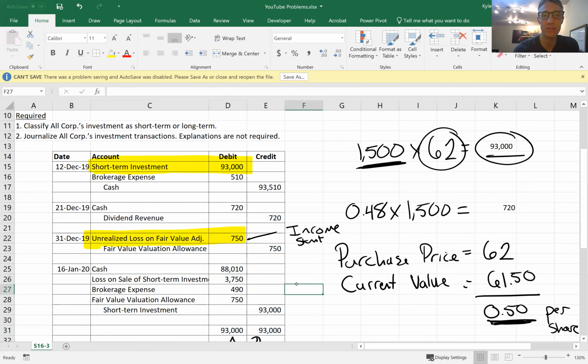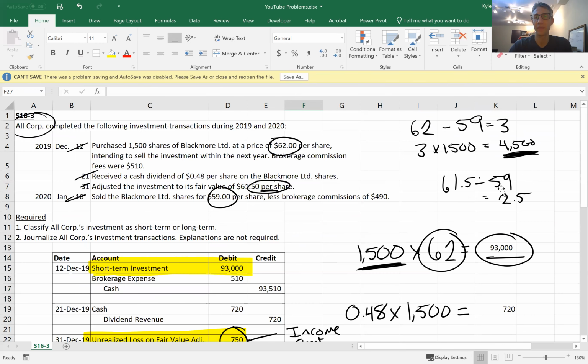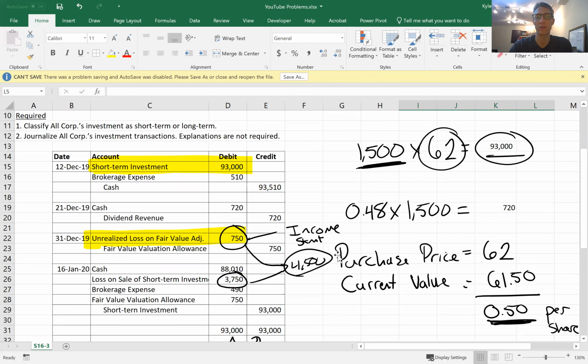Now, if I were to add these two numbers together, I'm hoping that's right, but I think it is, just looking at it. That's going to be the total loss experienced by owning these shares. The total loss is $4,500. We allocated that loss between 2 years because the loss was spread out over a 2-year period. Even though we didn't sell it in 2019, we recognized that unrealized loss on the 2019 income statement. Okay, so this is problem S16-3.